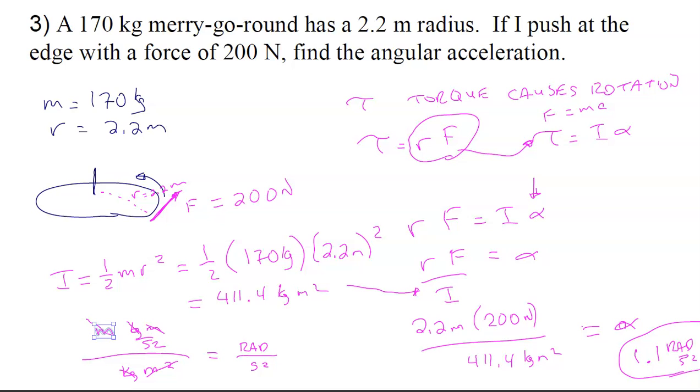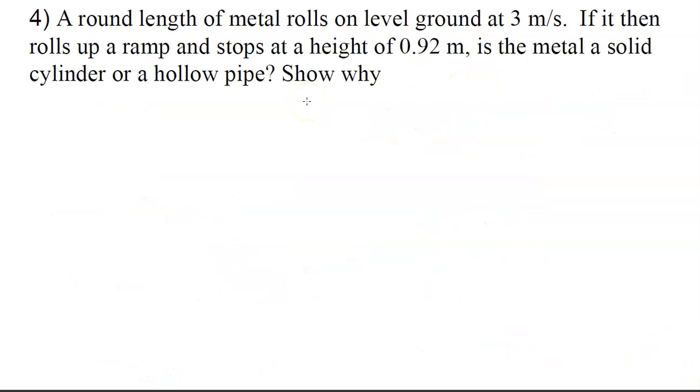Number 4 here. We want to go to the next one, please. What's happening? Oh, well. A round length of metal rolls on level ground at 3 meters per second. Then it's going to roll up a ramp and stop at a height of 0.92 meters. Oh boy, is the metal solid or hollow? Well, let's find out. Here goes the level ground. Here's the ramp, and the object is here. And then it's up here. You see how that's one object at 2 points?